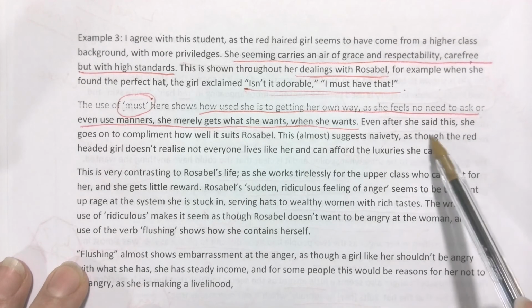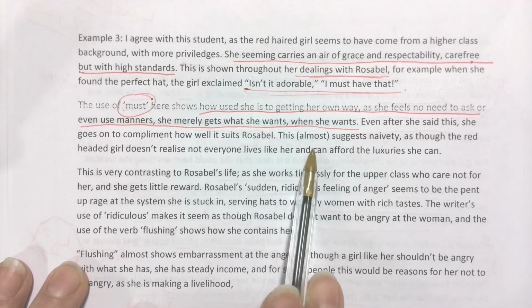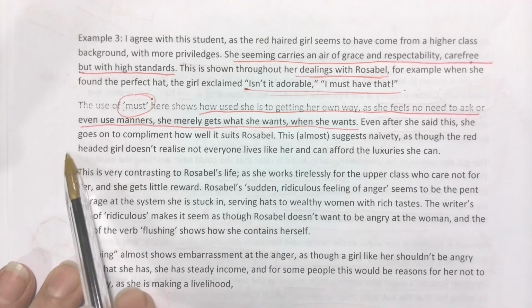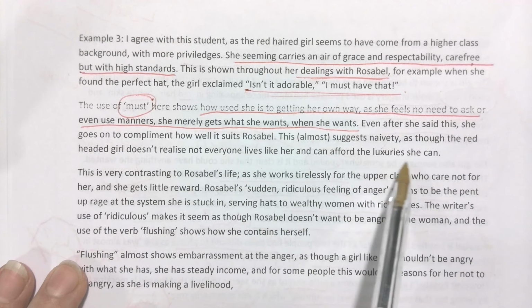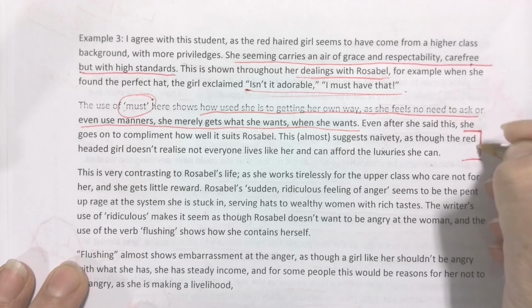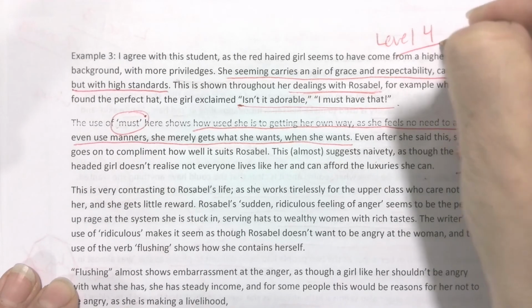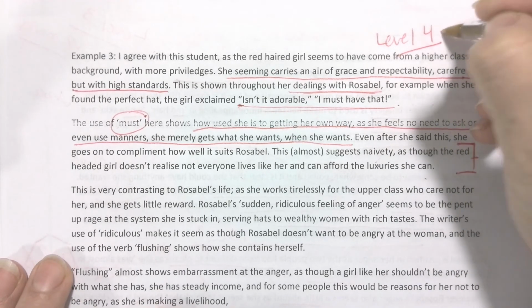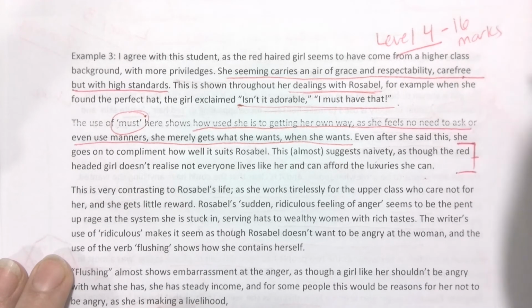It says, even after she said this, she goes on to compliment how well it suits Rosabel. This almost suggests naivete, as though the red-headed girl doesn't realize not everyone lives like her and can afford the luxuries she can. Now, that statement right there is what bumps this into level 4. So remember, you only need to do it once. But this got, I believe, 16, the bottom of level 4, but it's still level 4, 16 marks.